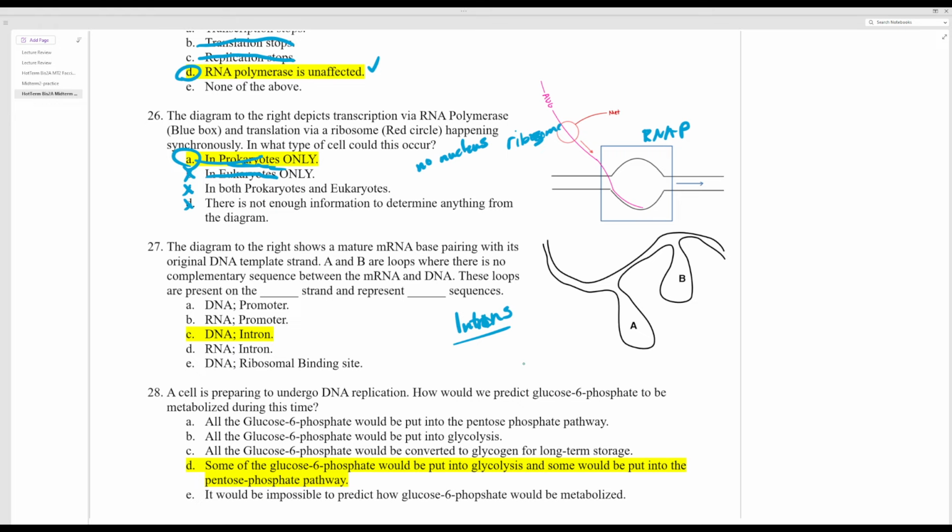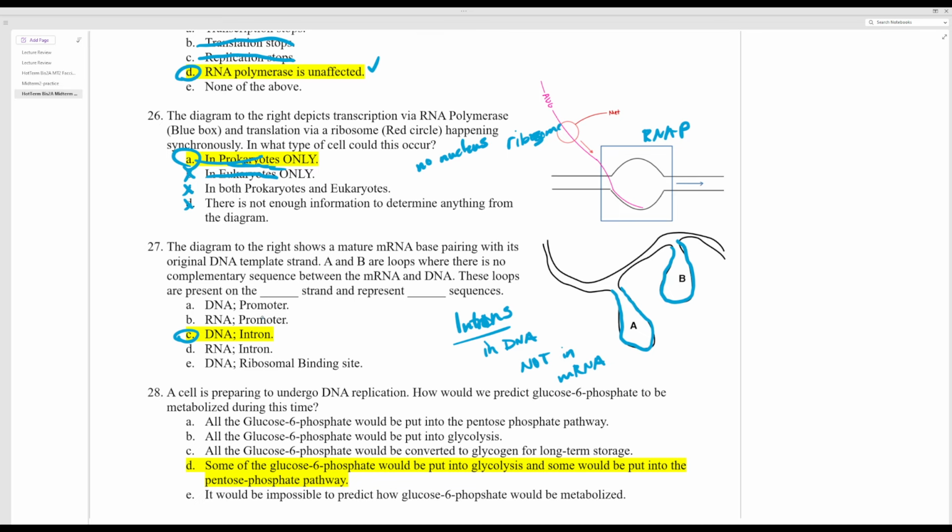And these introns get cut out. So you will have introns in the DNA, but not in the mRNA. So all these loops here are the introns. So all this extra DNA here, this is your intron. Now, should this be present in the DNA? It should. Right? It's in the DNA. These introns are in the DNA.